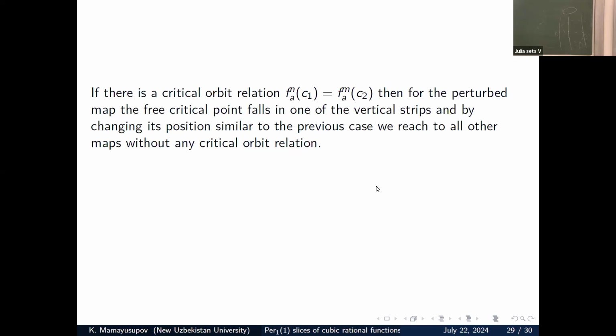You change these coordinates for Blaschke, and you change these coordinates for your maps. And you send the maps for Blaschke to the maps on the Fatou coordinate to your slice. So this defines it. Since everything moves holomorphically and continuously, this gives you a homeomorphism from the moduli space of parabolic maps to this H0 component of this slice, yeah?